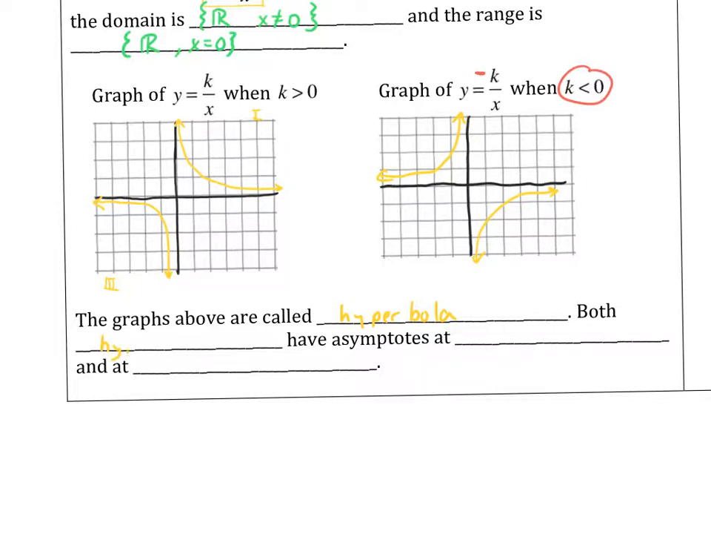Each one is... together it's a hyperbola. Together. So both of them combined. They have asymptotes at x equals 0 and at y equals 0. In other words, both the axes are my asymptotes.